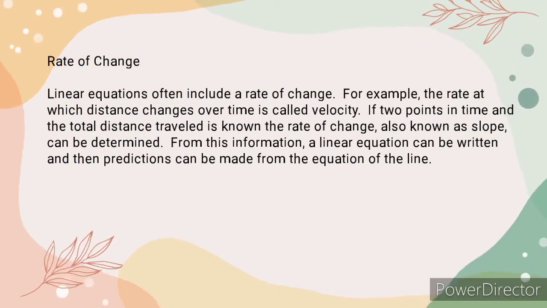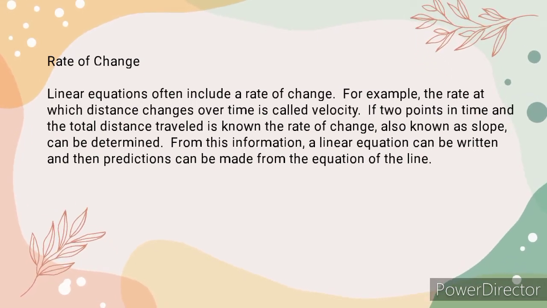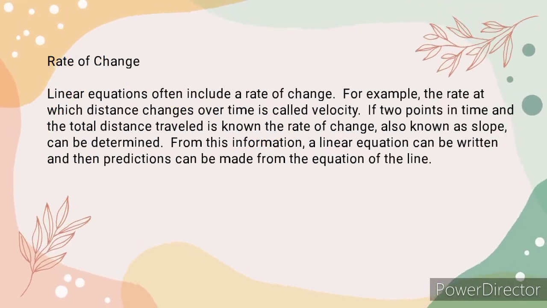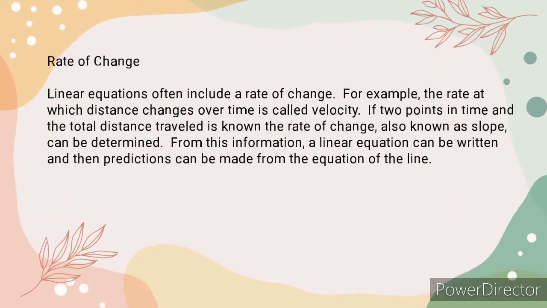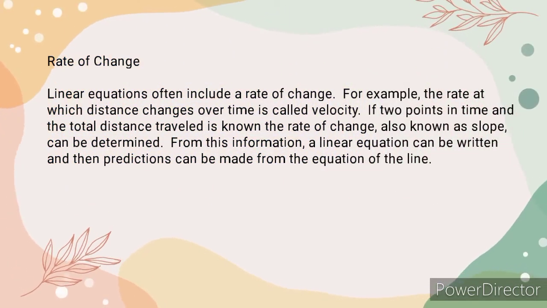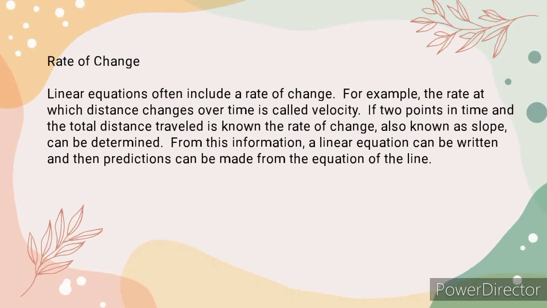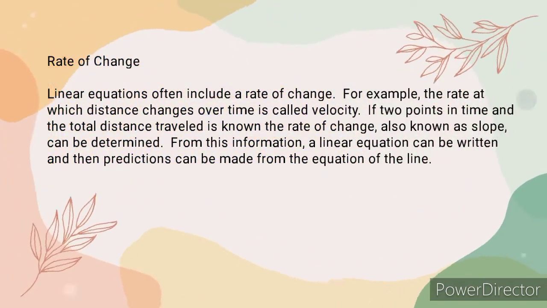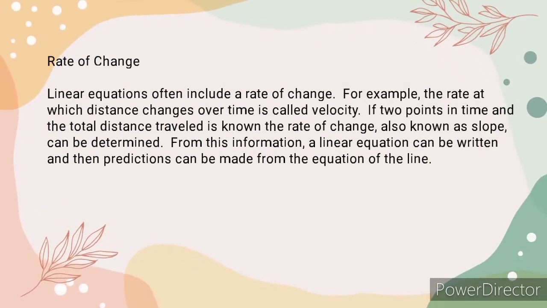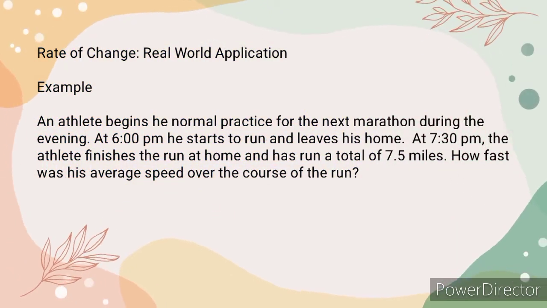Now let's go on to the rate of change. Linear equations often include a rate of change. For example, the rate at which a distance changes over time is called velocity. If 2 points in time and the total distance traveled are known, the rate of change, also known as slope, can be determined. From this information, a linear equation can be written, then predictions can be made from the equation of the line. Let's go to a real-world application of the rate of change.